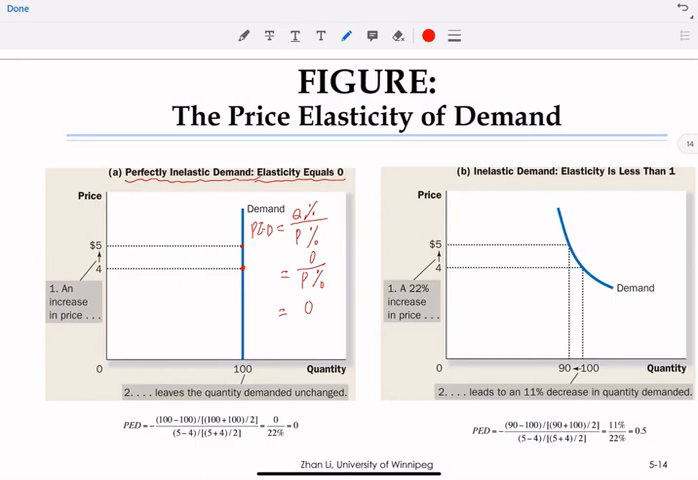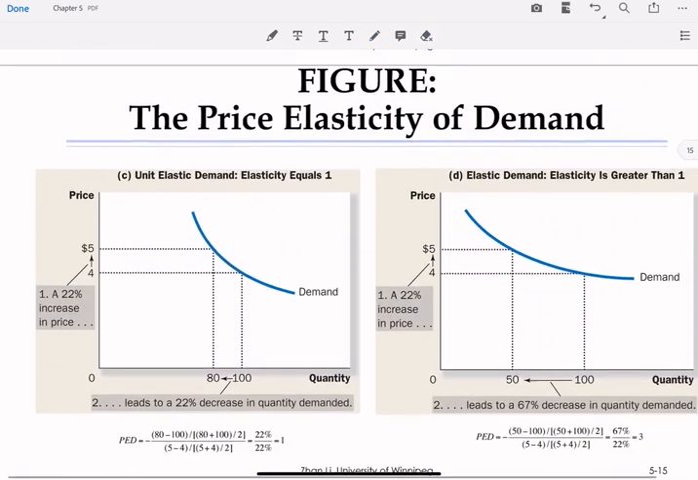Now let's see the second one. So again, we pick 2 points. So let's see what is the PED here. So PED here is first the percentage change in the quantity, right? So we have 100 minus 90 divided by the middle point. The middle point is 95. And price, so 5 minus 4 divided by the middle point, which is 4.5. This gives us 0.5.